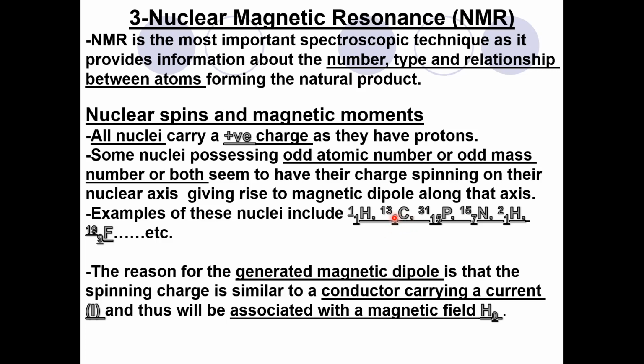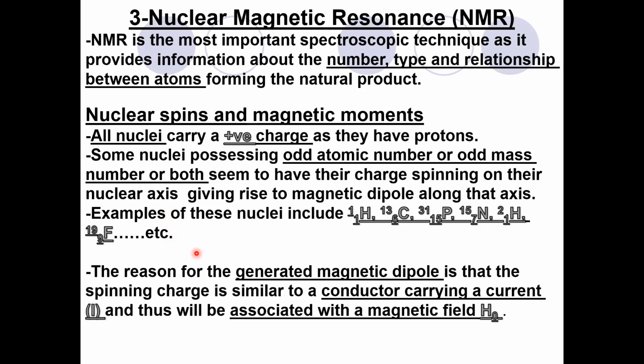Carbon 13: 13 is the mass number and 6 the atomic number. P31: 31 is the mass number and 15 the atomic number. Also H2 and F19. These types of nuclei or isotopes of certain elements display NMR activity. On the other hand, nuclei which have even mass and atomic number are not NMR active.